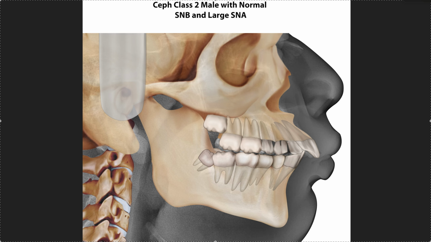Anyways, thanks for listening. Learn about cephs, definitely, but also look at the patient's face and their total body health as a whole. We want to orthodontically give them the most harmonious looking profile, but also a healthy profile.